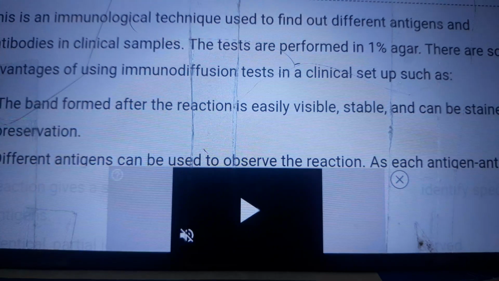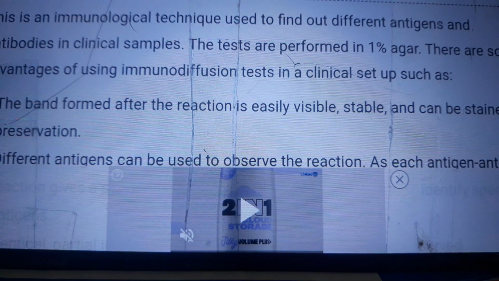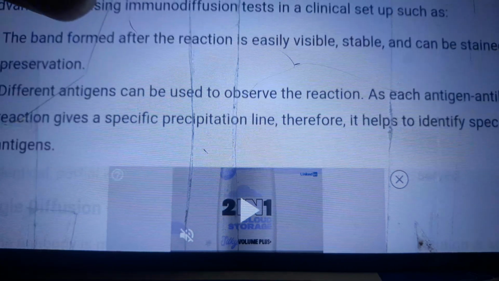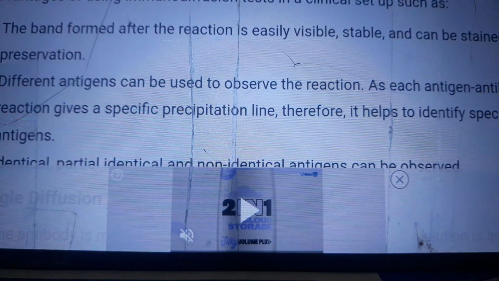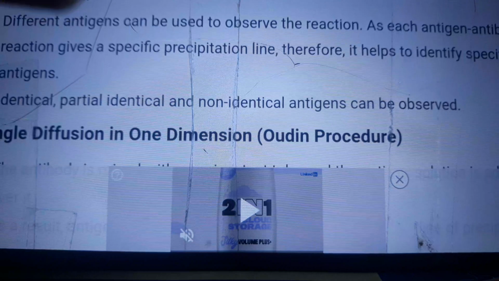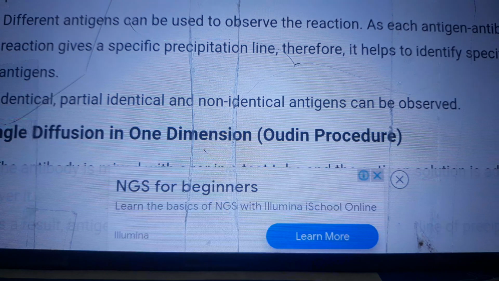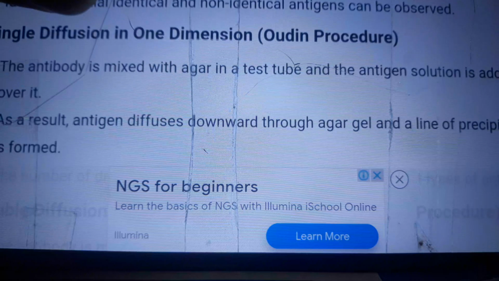The tests are performed in 1% agar. There are some advantages of using immunodiffusion tests in a clinical setup, such as the band formed after the reaction is easily visible, stable, and can be stained for preservation. Different antigens can be used to observe the reaction, as each antigen-antibody reaction gives a specific precipitation line. Therefore, it helps to identify specific antigens. Identical, partially identical, and non-identical antigens can be observed.